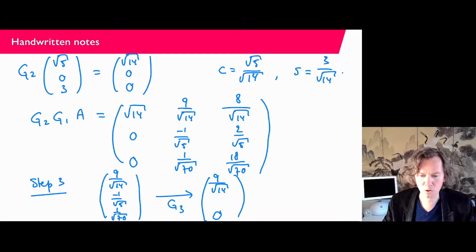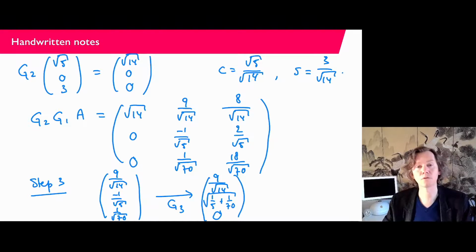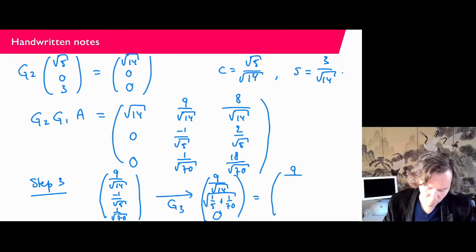And then the entry that we should have here is the square root of 1 over 5 plus 1 over 70, because then the two vectors have the same length. And of course you can write that a little bit simpler. So this is the same as 9 over square root of 14. I just copy. If you simplify this, you would find the square root of 3 over the square root of 14 and 0.